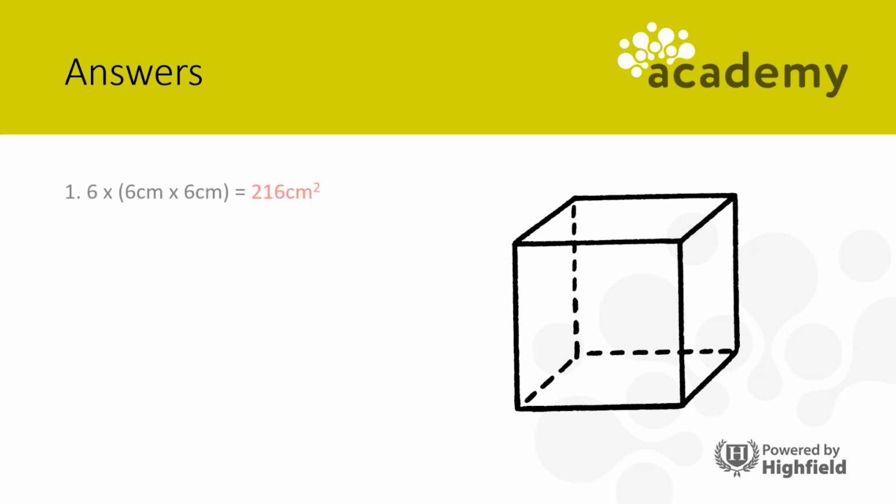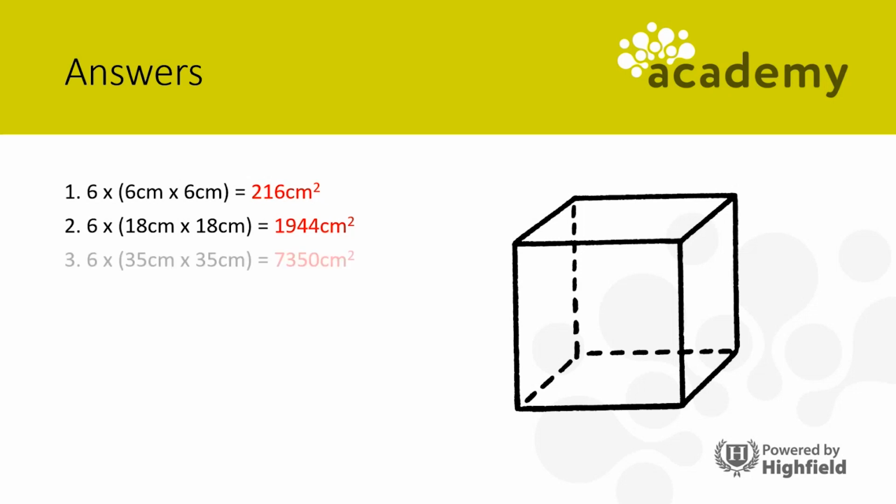Let's see how you did. Number 1 is 6 times 6 times 6, which is 216 centimeters squared. Second one is 6 times 18 times 18, which is 1,944 centimeters squared. The third one, 6 times 35 centimeters by 35 centimeters, which is 7,350 centimeters squared. The fourth one, 6 times 75 centimeters times 75 centimeters is 33,750 centimeters squared.